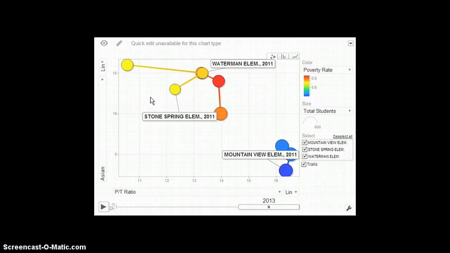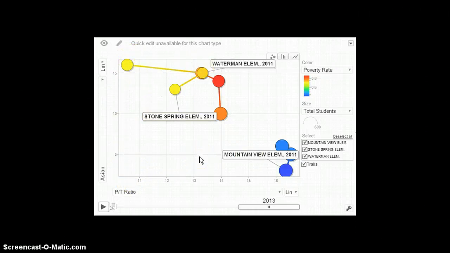From my perspective, decision making, of course, I would like the most Asians since my daughter is half Asian. In that sense, and I also care mostly about the newest data being the most important to me, Stone Spring is the winner, followed closely by Waterman. Also, the lowest pupil to teacher ratio is going to be Stone Springs. Waterman somewhere in the middle.